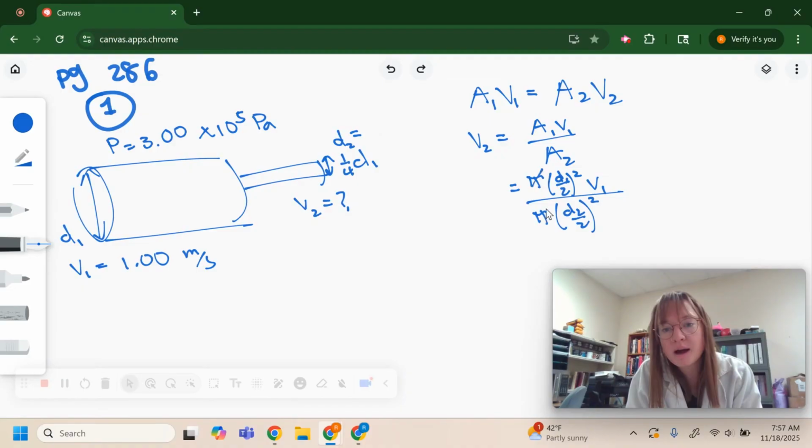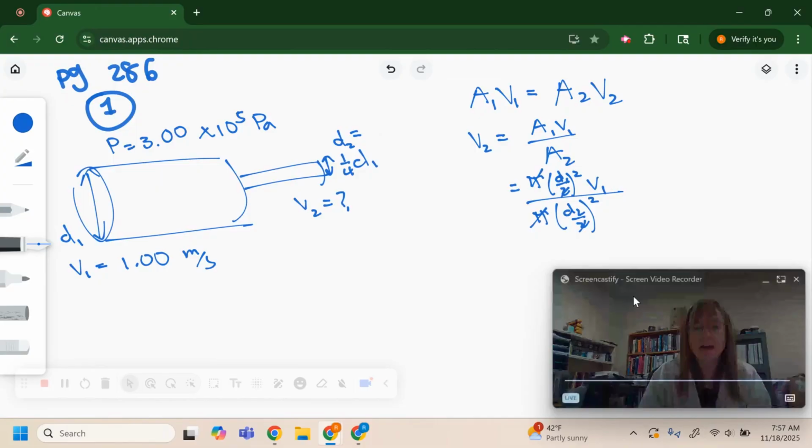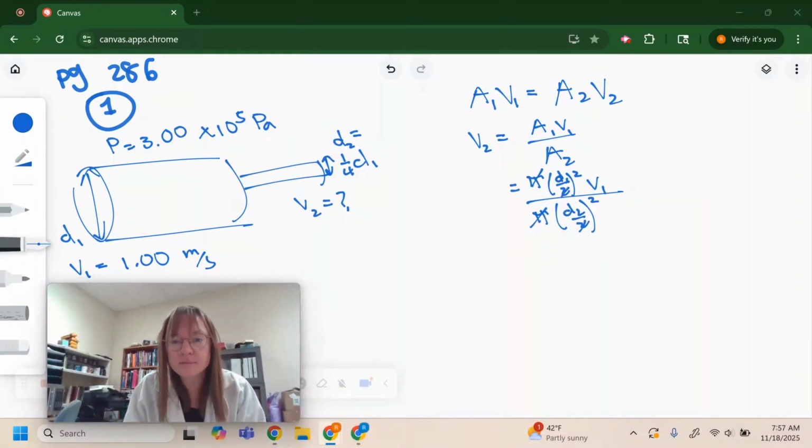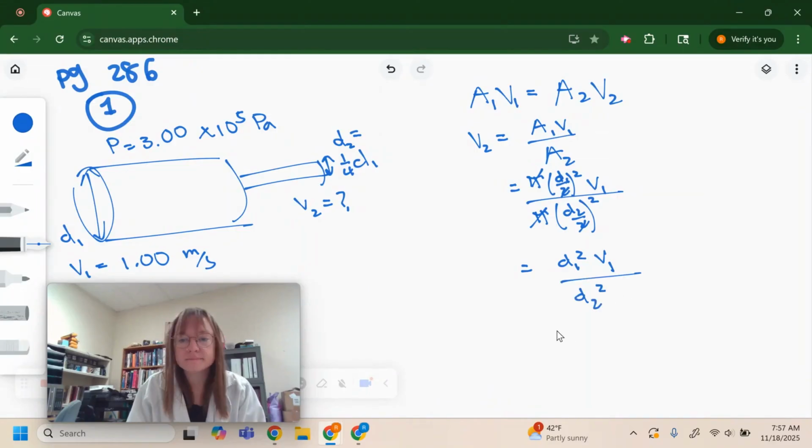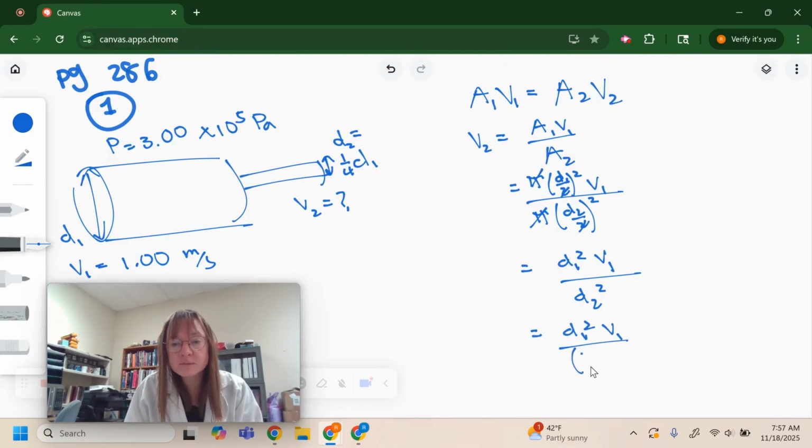Now, check it out. My pi will cancel out here, and this will become a 1/4, and this will become a 1/4. So my 1/4s will cancel out with each other, and I will be left with d1 squared v1 all over d2 squared. Now, I can plug in what I have for d1 and d2. For d1, I just have d1 squared. For d2, I don't know what d2 is specifically, but I know that it's 1/4 d1.